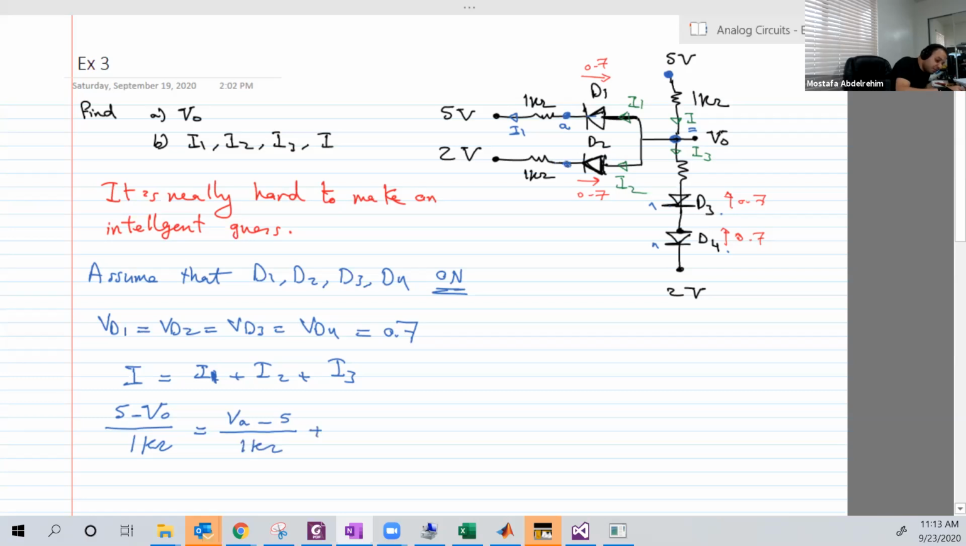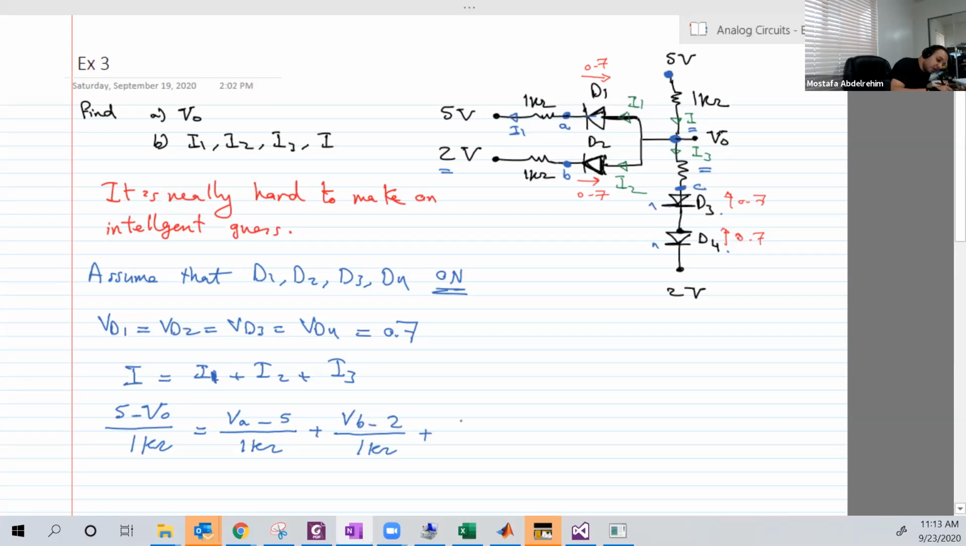I2 is the same. Just name this node B. This is VB minus 2 volt. This is 2, not 5. Over 1 kilo ohm plus I3, which is that guy here. So let's call this C.